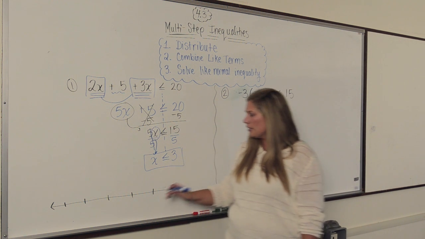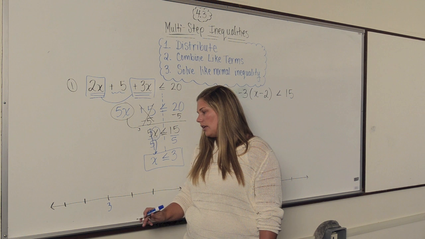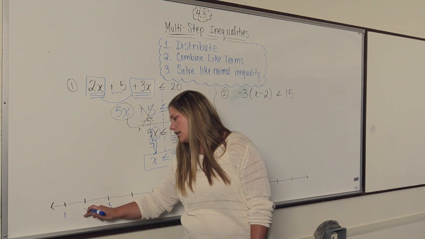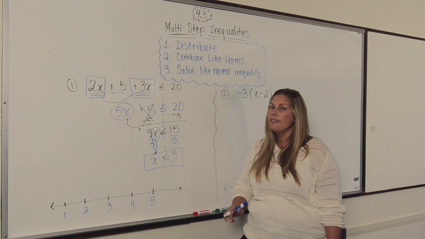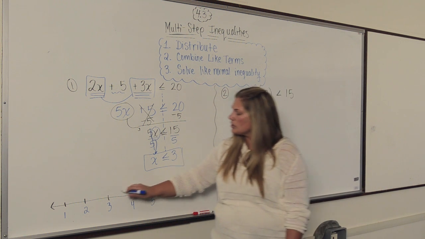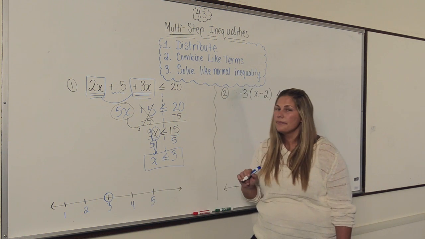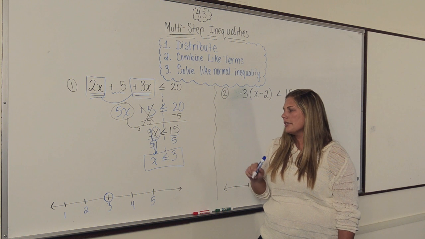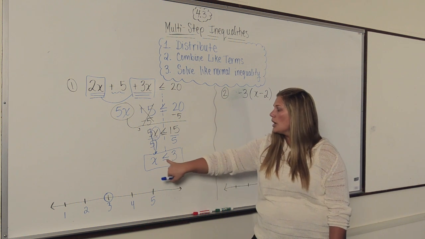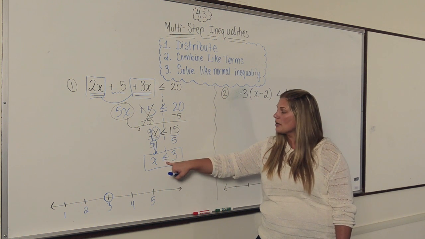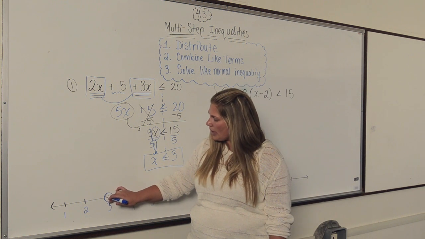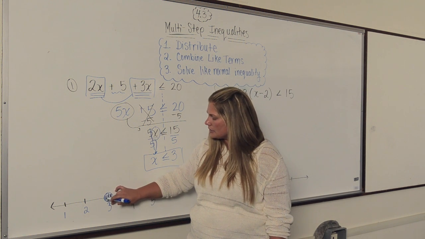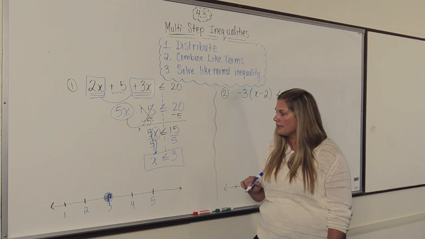So on my number line, I need that 3, which means I need 1, 2, 3, 4, 5. I'm going to put a circle on the 3. Am I going to fill that circle in or not? Well, remember that line underneath that inequality sign means it can equal 3. If it can equal, that means 3 is included in our solution. So we're going to color that in.